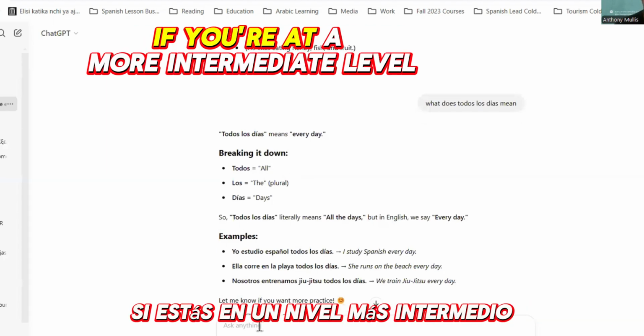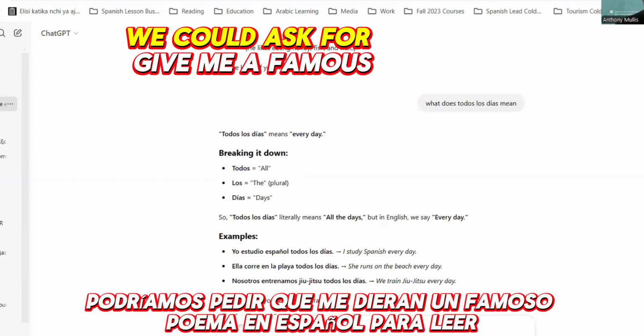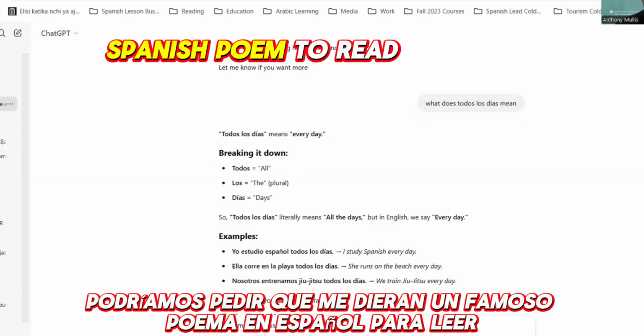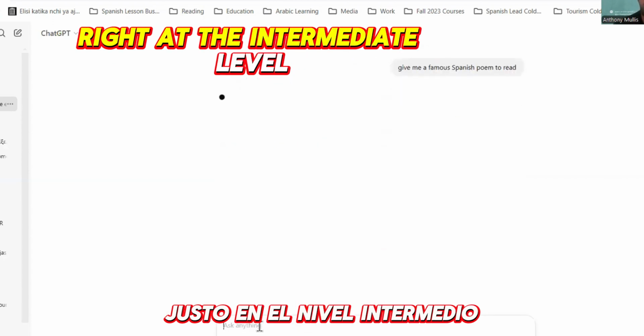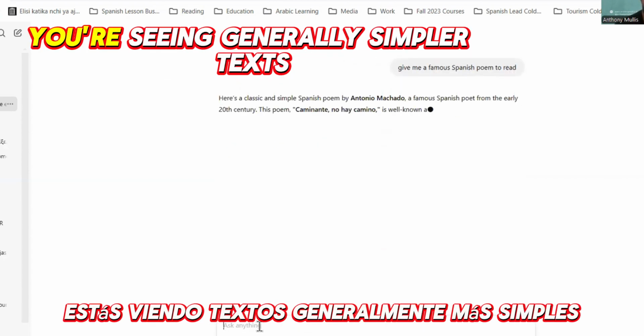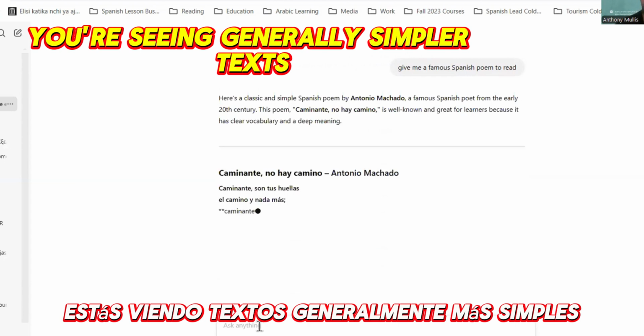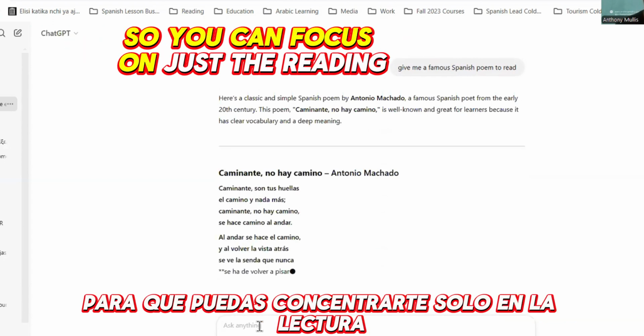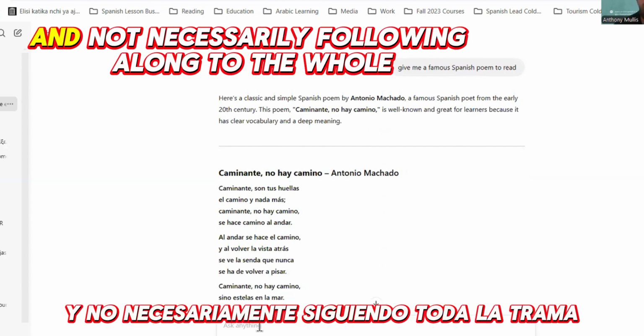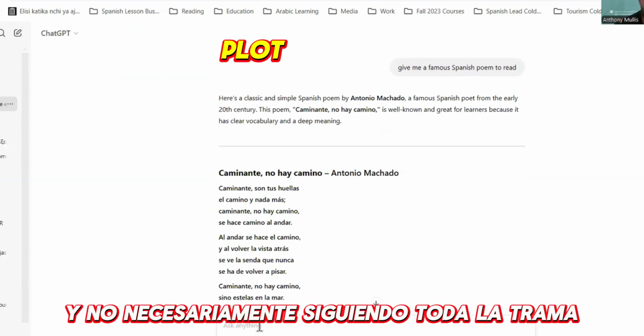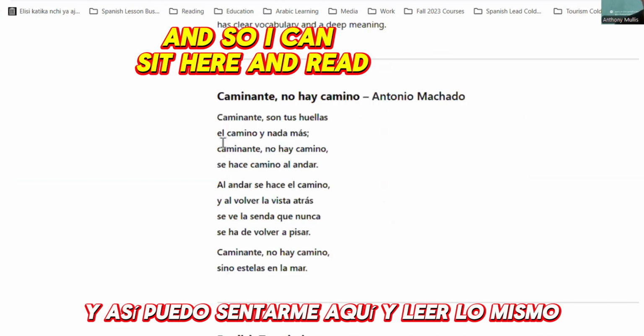We could also ask, if you're at a more intermediate level, give me a famous Spanish poem to read, right? At the intermediate level, I think poetry is really good. You're seeing generally simpler texts. They're generally shorter, so you can focus on just the reading and not necessarily following along to the whole plot, right? And so I can sit here and read this, same thing.